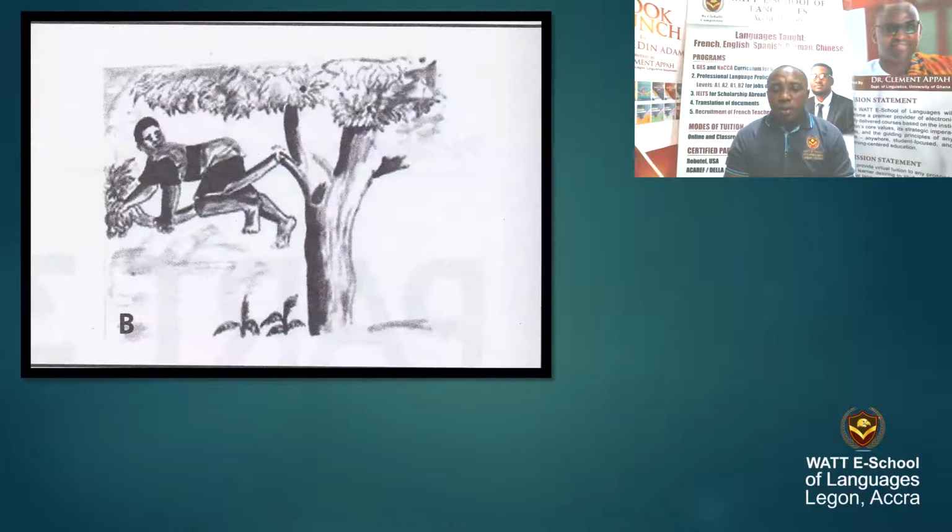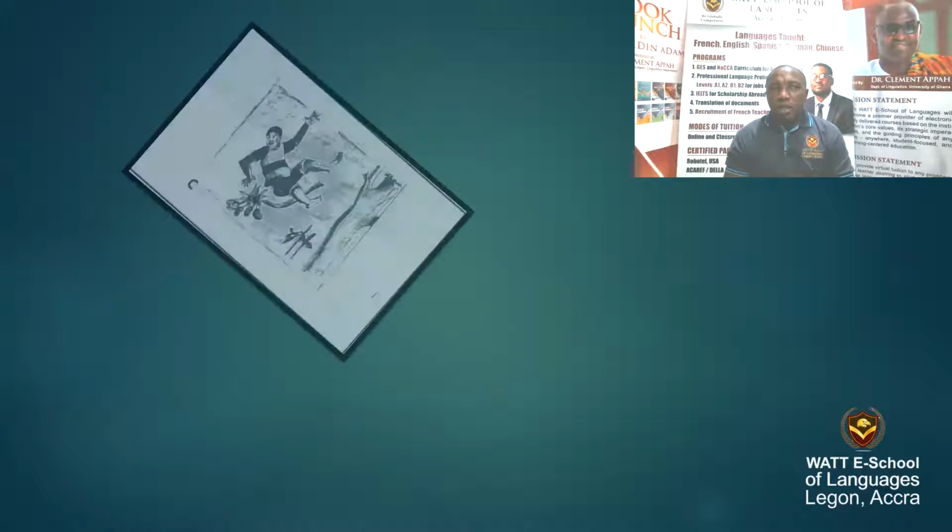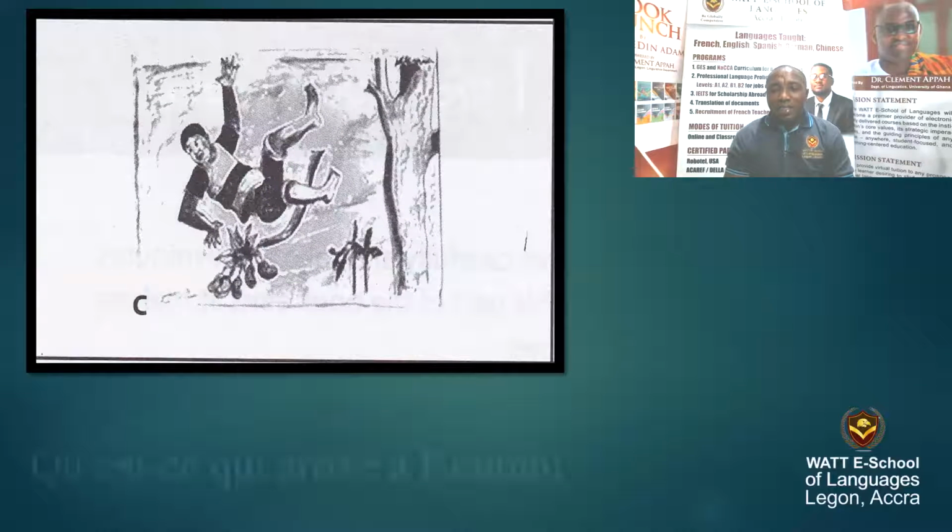Picture B, and the question, qu'est-ce qui se passe? What is happening? Looking at the branch and Kumbi's position now, what is happening? Tell us.